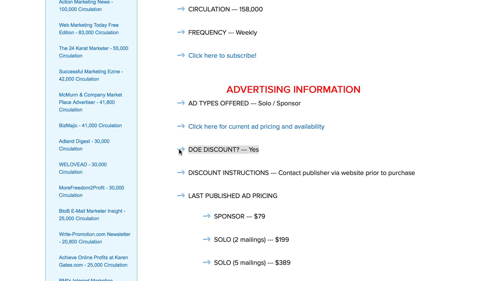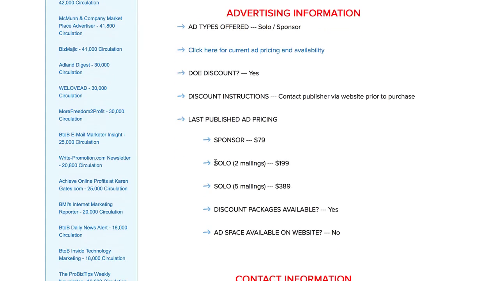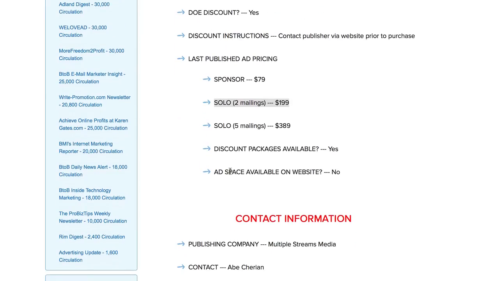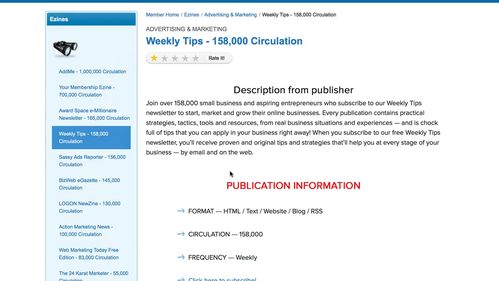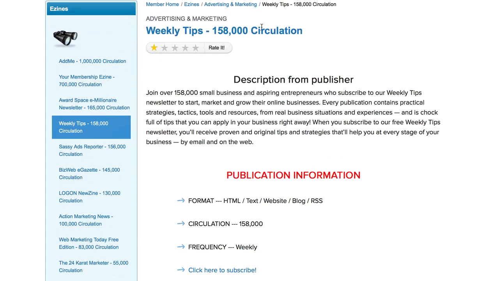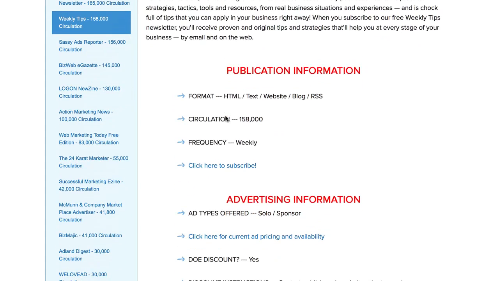It pays really well to be a member of Directory of E-zines. And here are the prices. Two solo ads for $199, so one solo ad is about $100. Check it out. This publication has 158,000 circulation, and you pay $100 to send out your ad to 158,000 people.